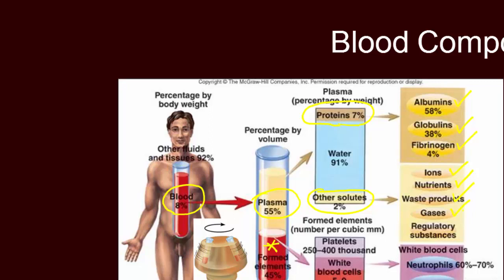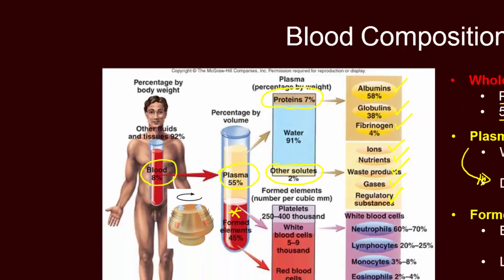Gases, blood gases, so oxygen and carbon dioxide, are carried in the plasma. Regulatory substances, things like drugs. If you were to take a pharmaceutical, some aspirin, ibuprofen, any type of medication, it's always going to be delivered to the cells that need it through the blood, and it's going to be dissolved in the plasma. Things like hormones are also delivered to cells with the plasma.